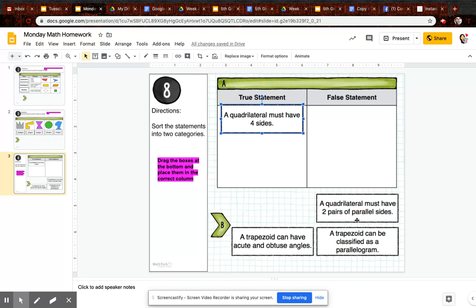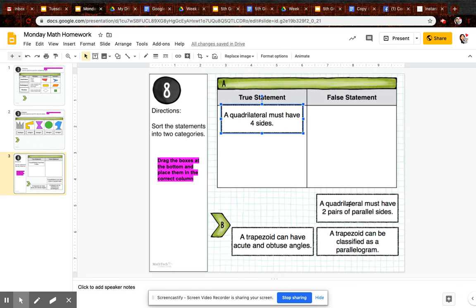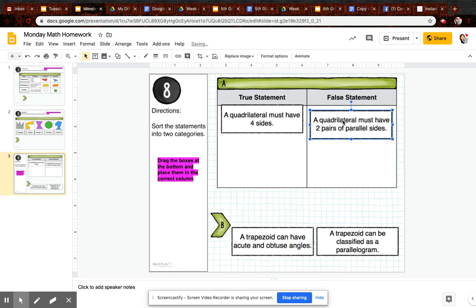A quadrilateral must have 2 pairs of parallel sides. I'm not sure about that. A quadrilateral does not necessarily have to have 2 pairs of parallel sides. It just has to have 4 sides. It could only have 1 pair that's parallel. Doesn't mean that it's not a quadrilateral. To be a quadrilateral, it's just got to have 4 sides. Let's see here. Look at my next statement.